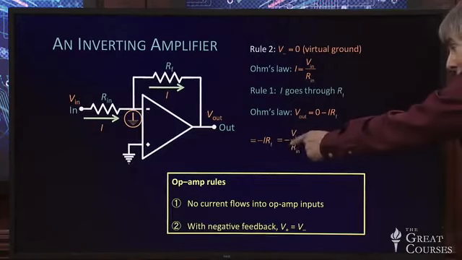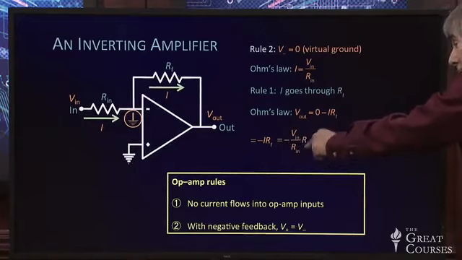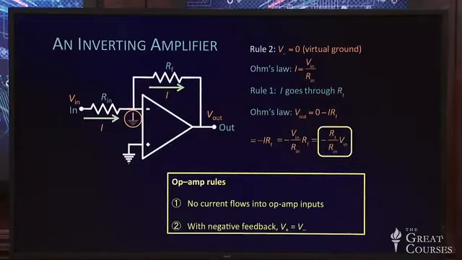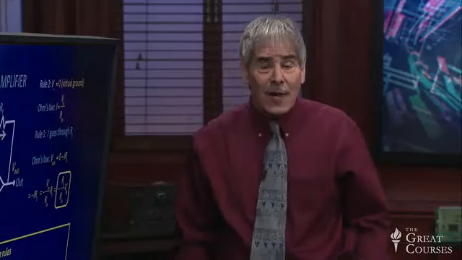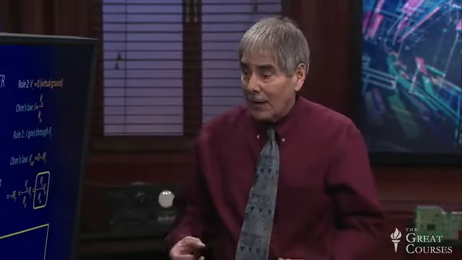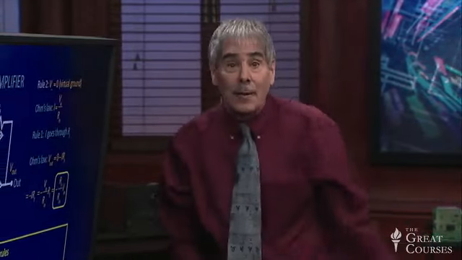So V out is minus V in over R in, that's the current, times RF. And if we rearrange that, it's simply the ratio of the feedback resistor to the input resistor times V in. And it is a negative gain, a gain of negative RF over R in, because we are coming into the inverting amplifier. So there is a way of developing the inverting amplifier very, very quickly using the two op-amp rules.